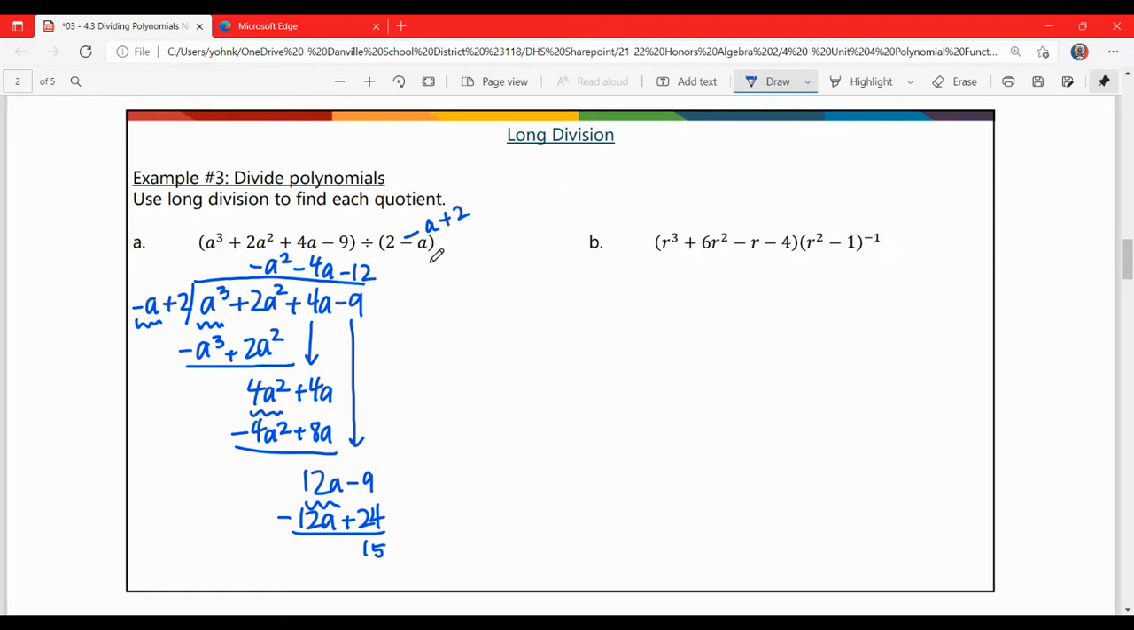So our answer is going to officially be negative a squared minus 4a minus 12 plus, and then whatever your remainder is, you're going to put over what you were dividing by. So I'm going to have 15 over negative a plus 2. And there is my answer.